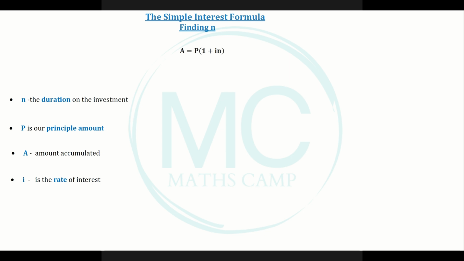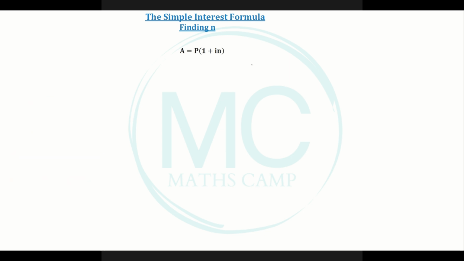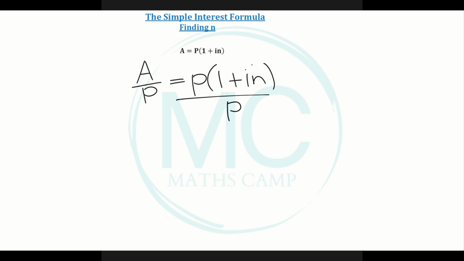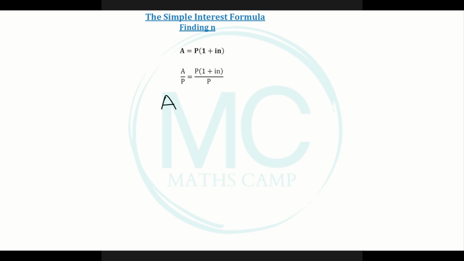To find n, we can rearrange this formula and make n the subject. Let's start by dividing both sides by P. So we get A over P is equal to P multiplied by bracket 1 plus in over P. Now on the left, we have A over P, and on the right, the P's will cancel out, and we're left with 1 plus in.